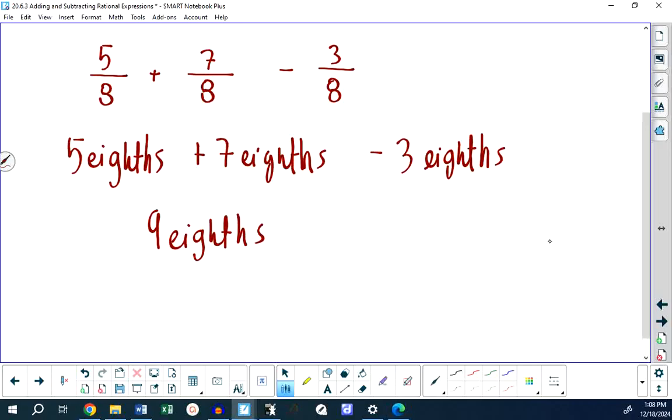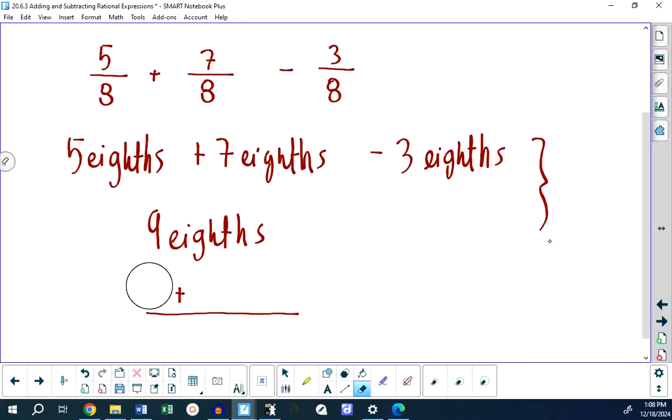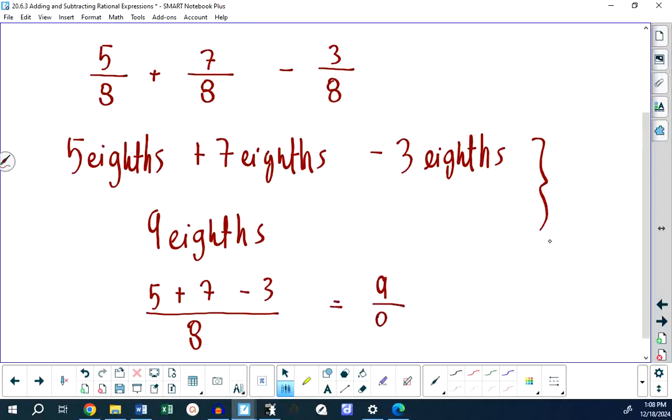Of course, this bit of business all up here is going on behind the scenes in your head. You're not actually writing it. What we do in math is we say that means we can take 5 plus 7 minus 3, quantity eighths. This is where that rule comes in from junior high and elementary school, where you want to bring the things together with a common denominator, and you rewrite the expression with that single denominator, and all of the numerators get put together. So this is 9/8. Are you with me on that?